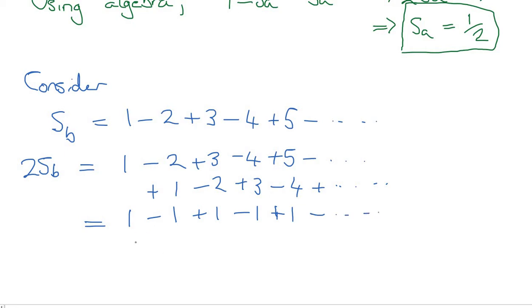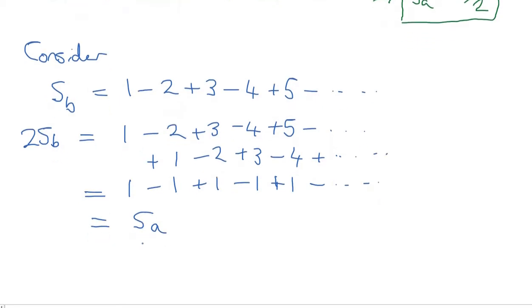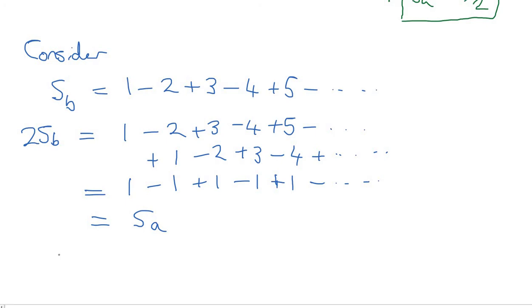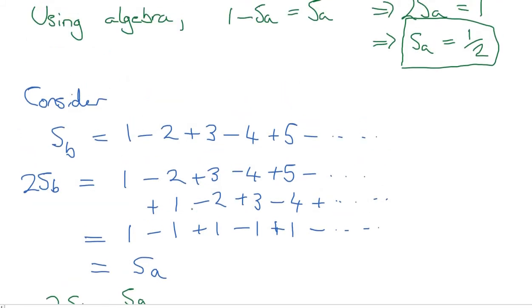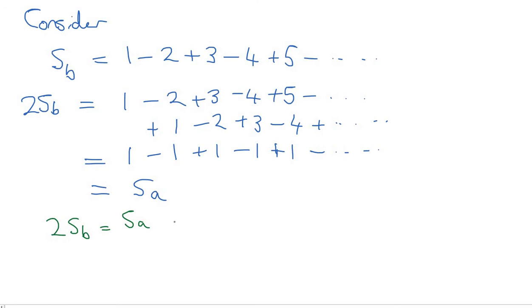So what have we got here? Well, it's nothing more than our series SA, the Grandi series. So 2 lots of our sum here equals the same as our series we started with. Okay, again, using some algebra, we can say that 2SB equals SA. But we know that SA from up here equals a half. So 2SB equals SA, which equals a half, and this implies SB equals a quarter. So that's our second result.